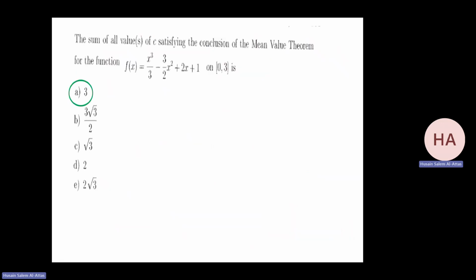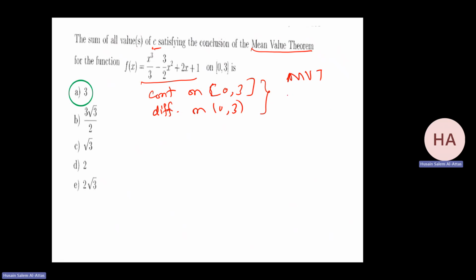Let us go to the old exam questions. Okay. The sum of all values of C that satisfy the conclusion of the mean value theorem. I have the function. This is continuous. Conditions are satisfied. As I said, do I need to do it in the exam? Unless he specifies that, is it satisfying the conditions or not? There is no need to check that, since it should be satisfied. Conditions satisfied.